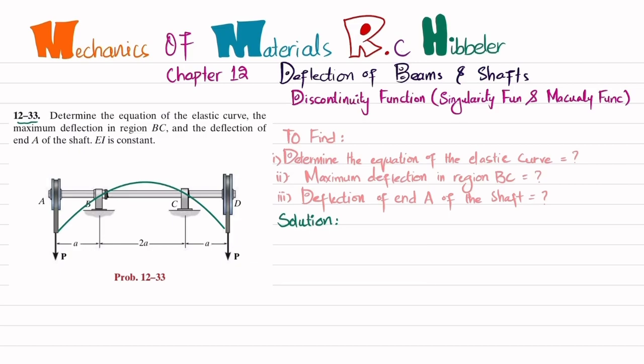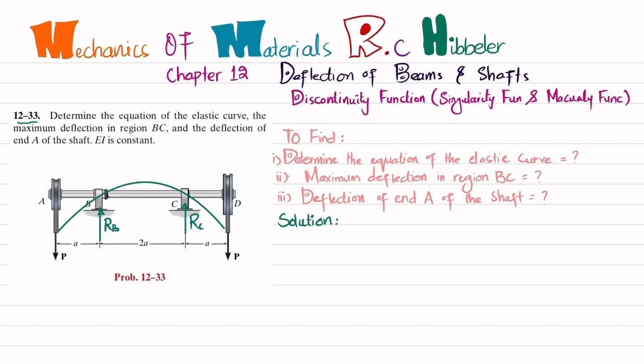So the first step is that if you remove the bearing at point B, you will have a reaction force. Let this reaction force be RB, and if you remove the bearing at point C, you will have a reaction force RC. We will first find RB and RC by using the equations of equilibrium.